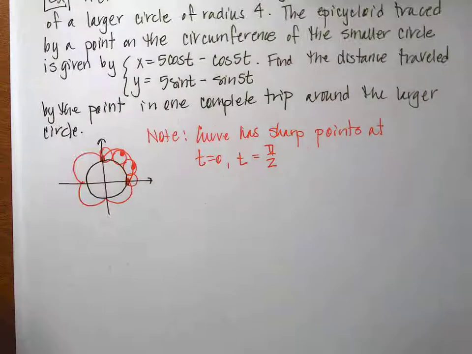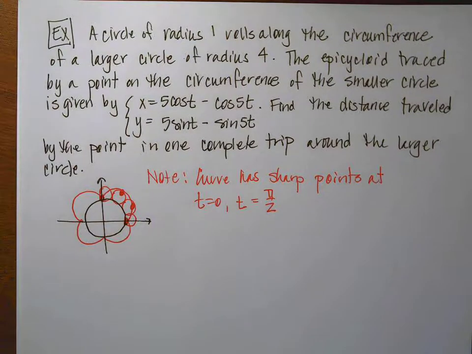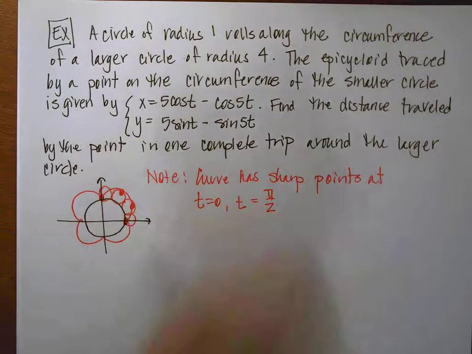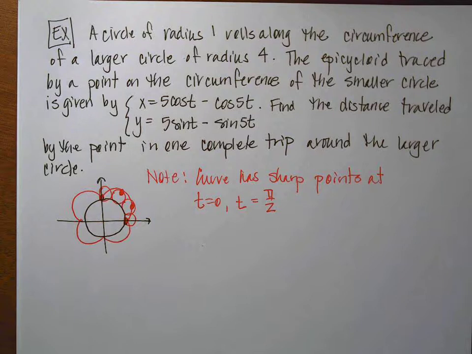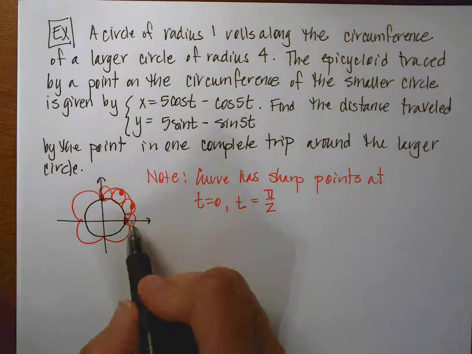All right, so now that you have that, I have pre-written down an example for us, or a diagram, and I wrote it down ahead of time because it was just long. So it says that I have a circle of radius 1. So here's my little circle. This is the one of radius 1, which rolls along the circumference of a larger circle of radius 4. And this guy is called an epicycloid.